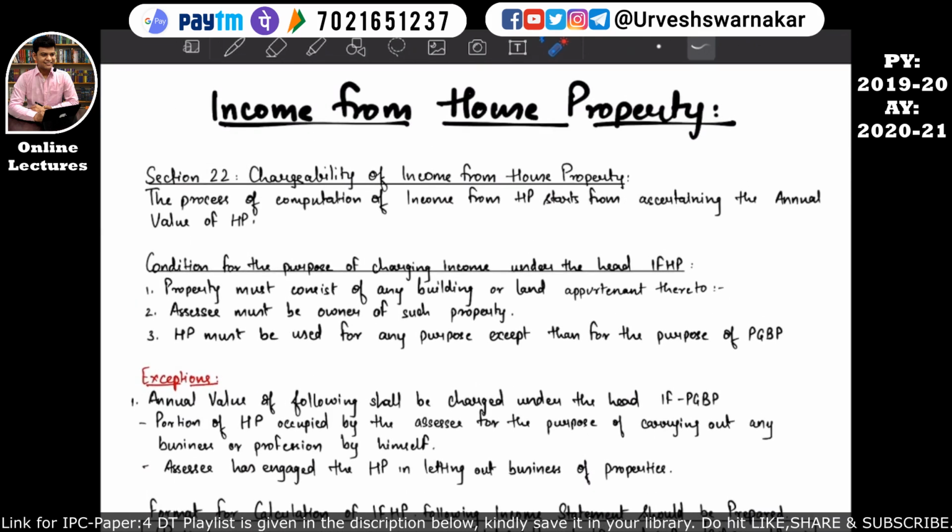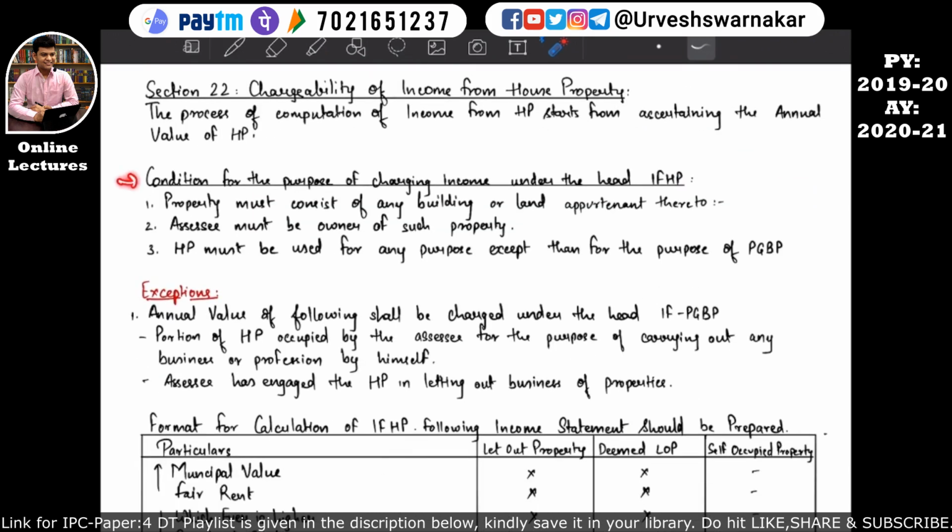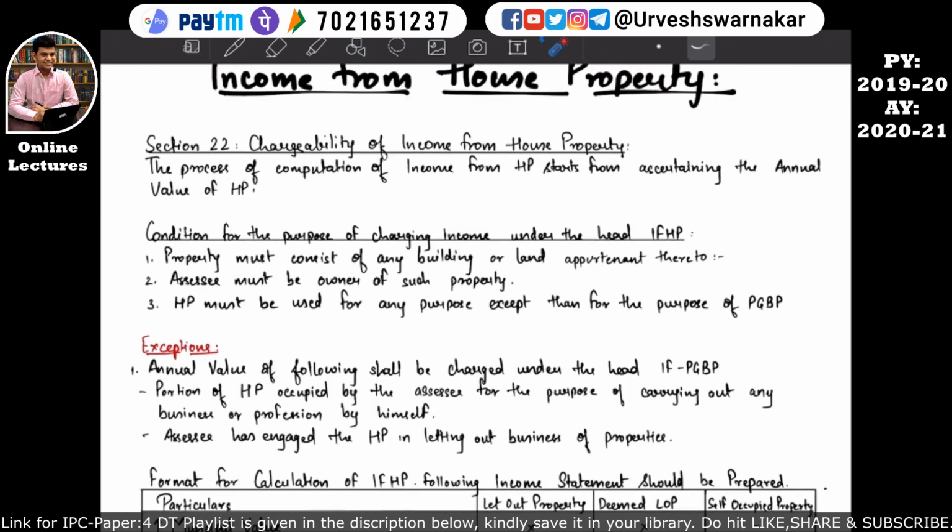As we have studied, section 22 says that the process of computing income from house property starts from ascertaining, that means calculating, the annual value of the house property. So there are conditions for the purpose of charging income under the head income from house property. In order to consider a particular income to be taken under the head income from house property, firstly such property must be a house property.